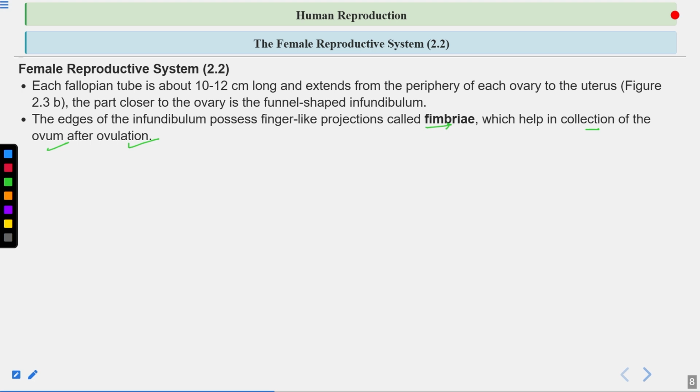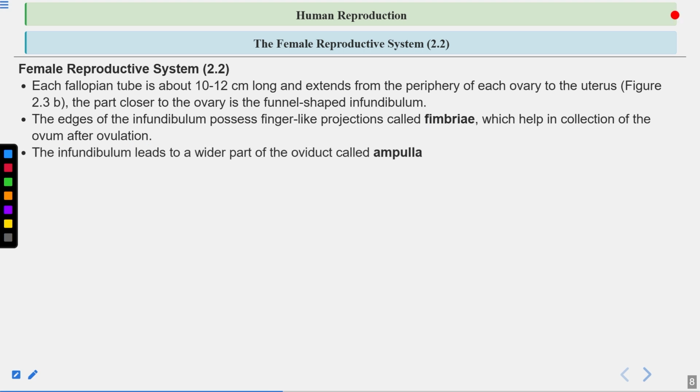So what is ovulation? Release of the egg. The eggs, or the ovum, are produced in the ovaries, and then the ovaries release this egg. Clear? This egg is captured by the fimbriae, which are part of the infundibulum of the fallopian tube.